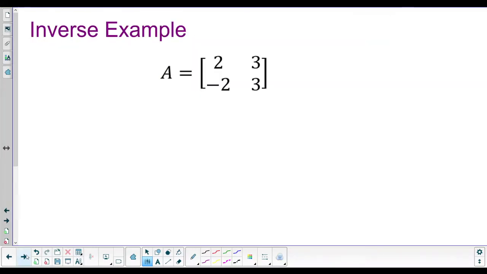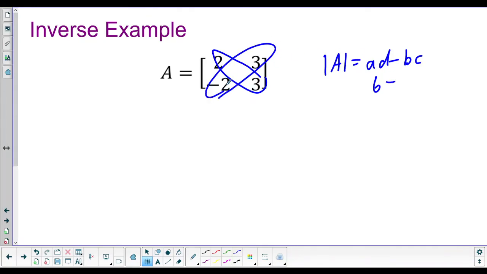All right, so let's go find the inverse of this matrix. So the first thing we're going to do is find the determinant of A. So the determinant of A is AD minus BC. So AD is 6 minus B times C. So 3 times negative 2 is negative 6. Minus the negative is plus. So the determinant of A is 12.